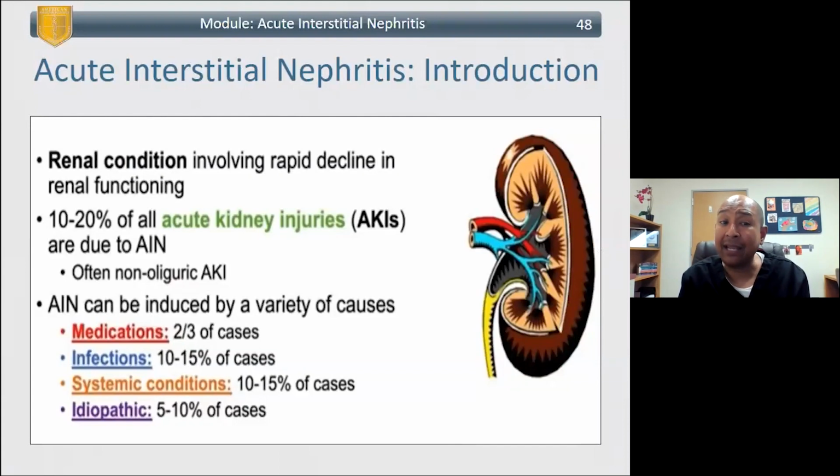When we talk about AIN, acute interstitial nephritis, it's a renal condition involving rapid decline in renal function. It's around 10 to 20% of all acute kidney injuries. What causes acute interstitial nephritis? Well, it could be medications, and that's two-thirds of cases. I guarantee that's going to be the question on your board exams. You could have infections, it could be a systemic condition, and of course, part of it will always be idiopathic. You're just not going to find out.